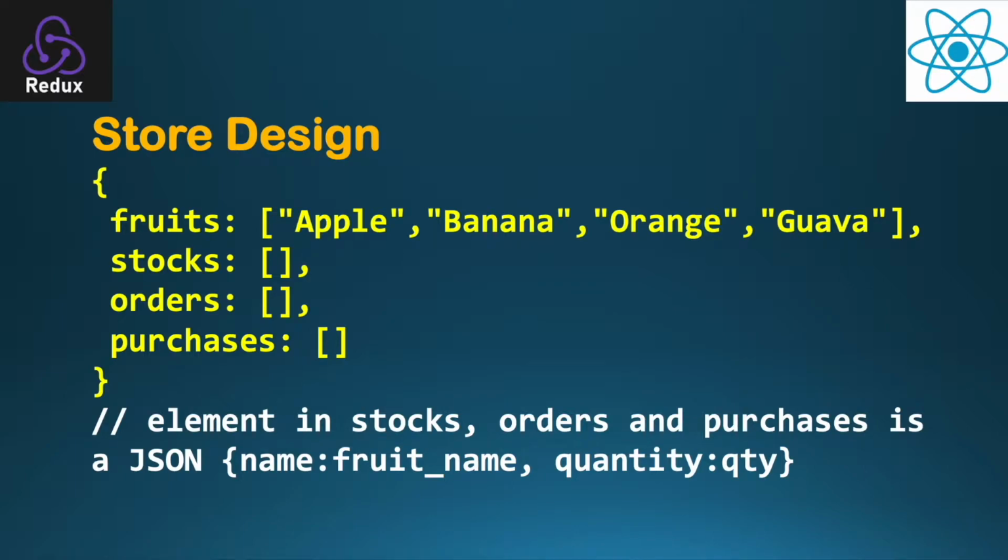So the store design is that initially we have the list of fruits that the shop has. So these are the 4 fruits. There are no stocks. Stocks is an empty array, orders is an empty array, and purchases is an empty array. The elements in stocks, orders and purchases are JSON objects with name and quantity. So the name will be the fruit name and there will be quantity.